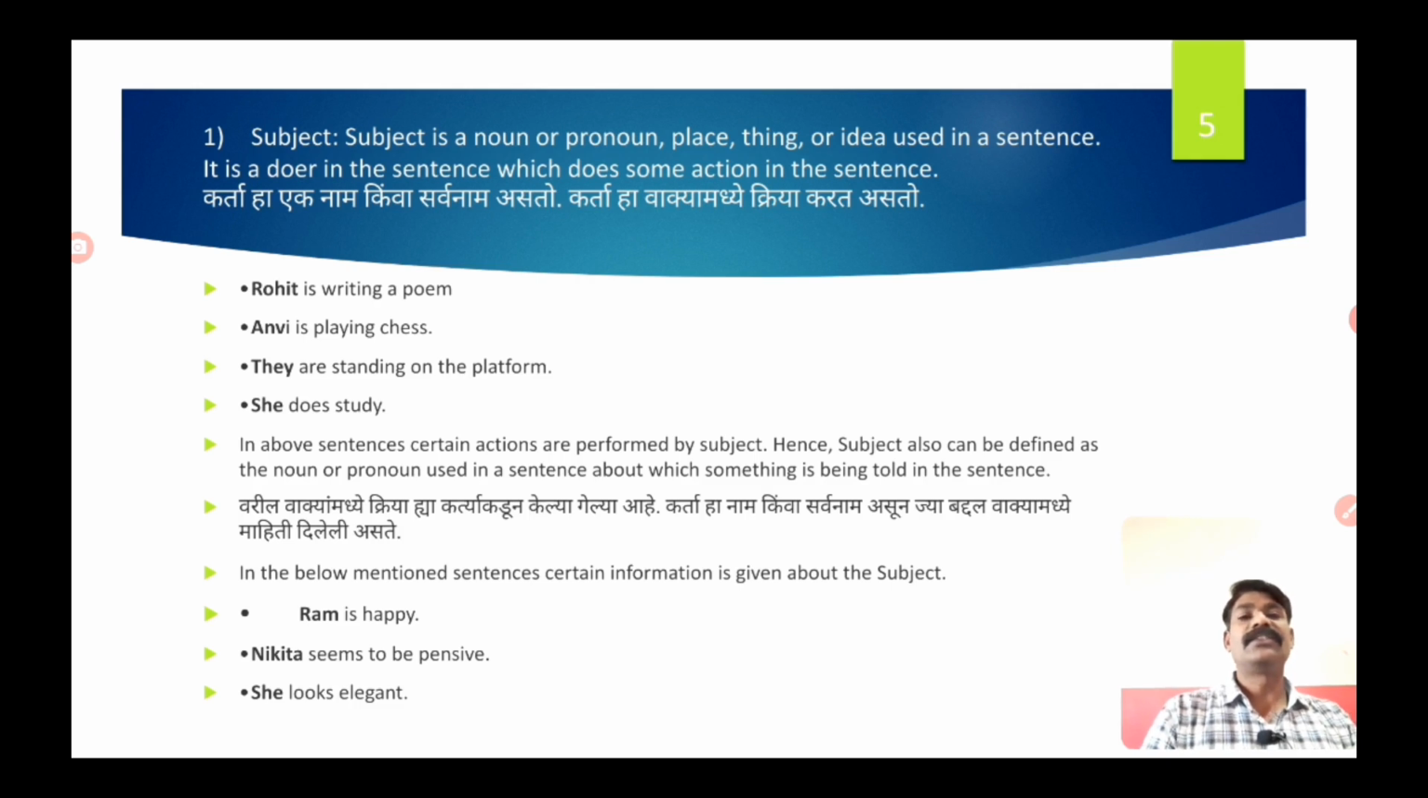We have four sentences here. Four sentences are given here. Rohit is writing a poem, Anvi is playing chess, they are standing on the platform, she does study. Four sentences are given here, and I have highlighted certain words. Which are the certain words? Rohit, Anvi, they and she. First two words are the specific name of someone, okay, that is subject, and below two words are the pronoun. Okay, they are pronoun. Rohit and Anvi, they and she.